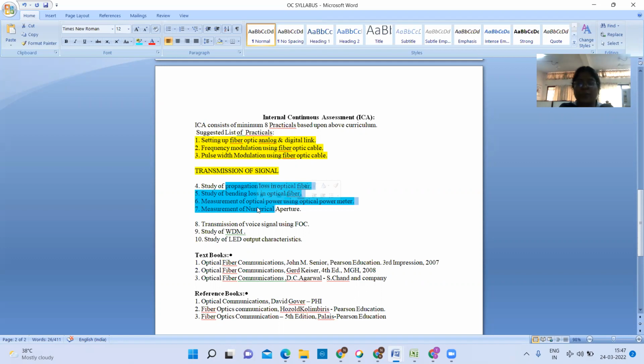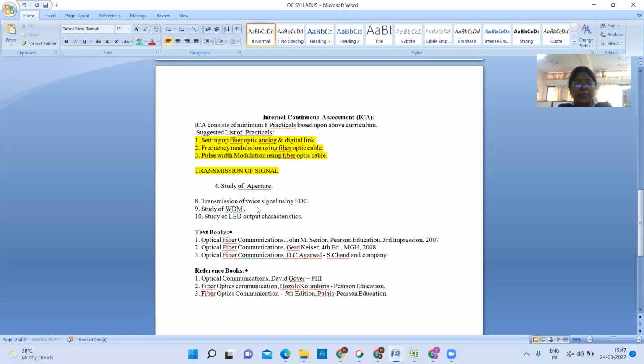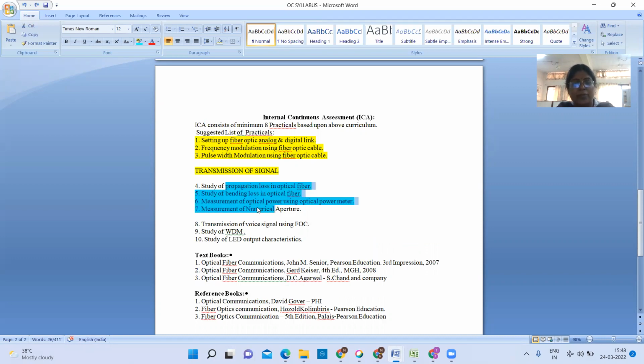So first, study of propagation loss in optical fiber, then study of bending loss in the optical fiber, then measurement of optical power using optical power meter, and measurement of numerical aperture. Based on these 4 practicals, these are based on the calculation of various parameters of optical fiber. Like propagation loss we have to measure, bending loss we have to measure, optical power we have to measure, and numerical aperture. Yesterday we discussed it in the class.